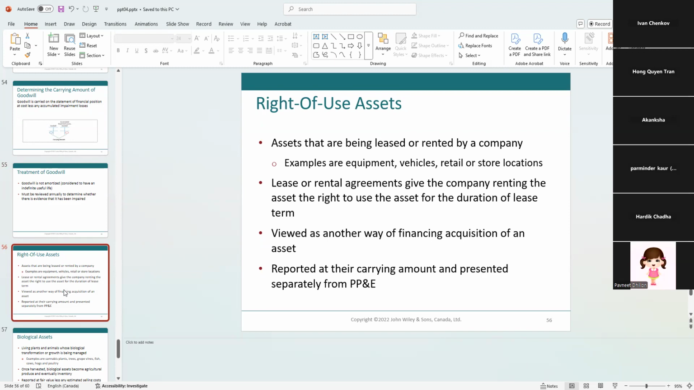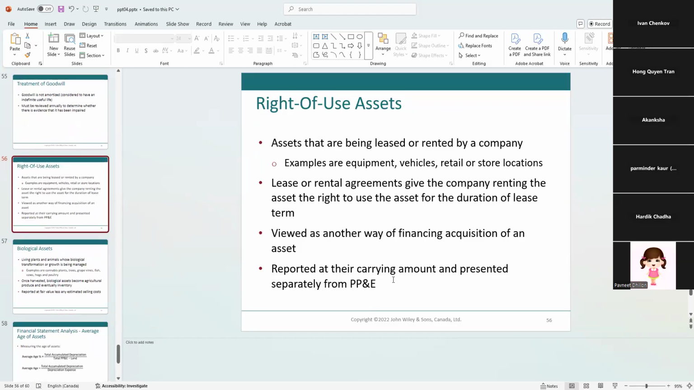But since they're renting it for a long period of time, we have a lease, which is a contractual agreement which cannot be broken. Once you rent the airplane, you cannot say, okay, I can cancel this contract. No, you can't. Those are reported at the carrying amount, which will represent the right of use asset less accumulated depreciation. We're also going to calculate depreciation for those assets.